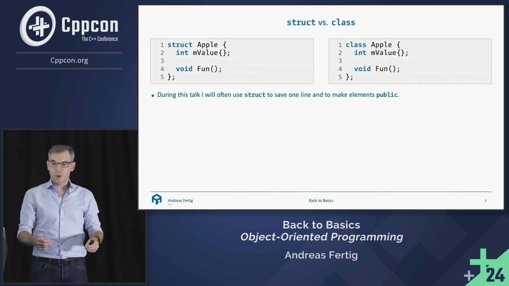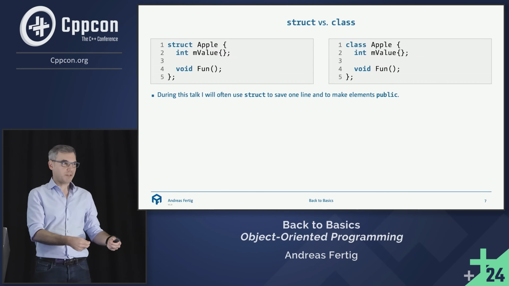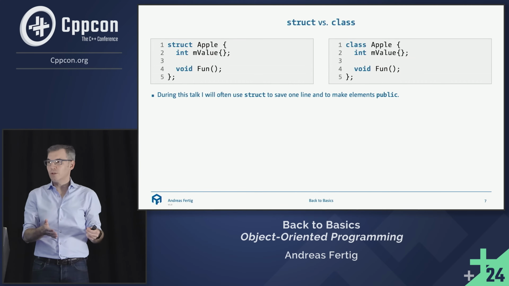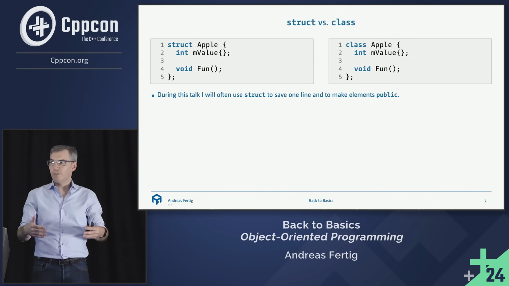You can have virtual member functions in a struct. You can use access specifiers. After the opening curly brace on the left-hand side, you can write private or protected, whatever. You have the full flexibility. So it's really the default visibility that's the difference between the two.